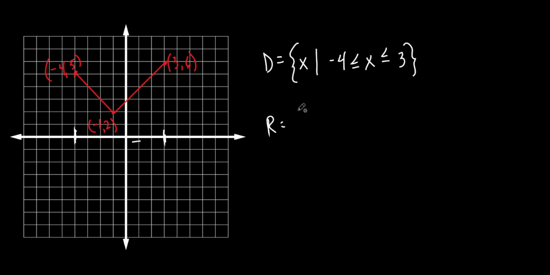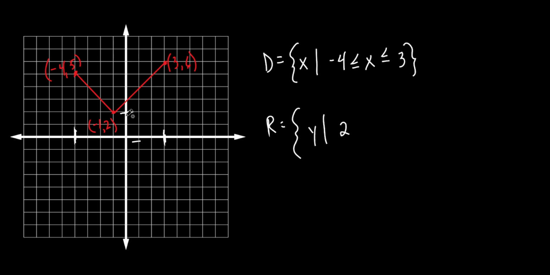What about the range? Now I'm not going to put x. What am I going to put? Y such that. Now let's do the same thing with the y's. What's the lowest y value? The lowest is 2. It's right here, isn't it? So it starts at 2, right?